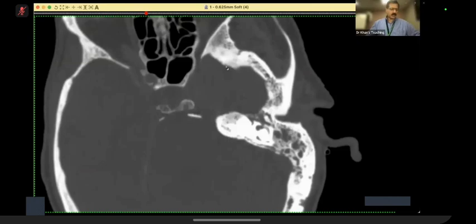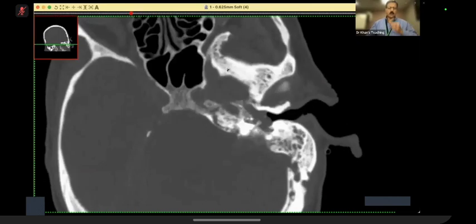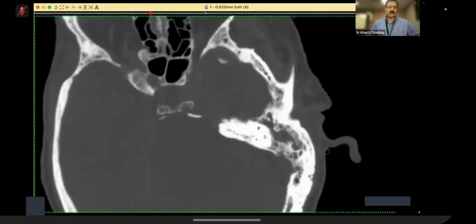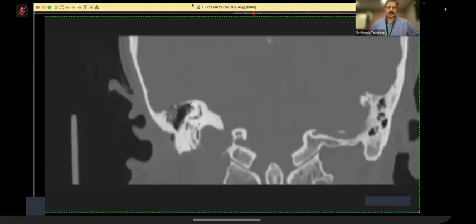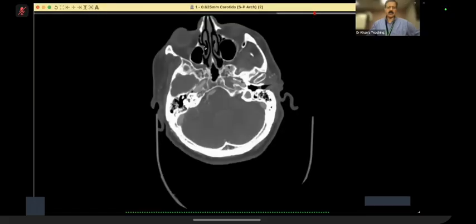In any case, I think next time I'll show you a few temporal bone cases, and we will revise the anatomy, the fine touch of it, and consolidate the anatomy next time. Okay, well done, candidate. You did very well.